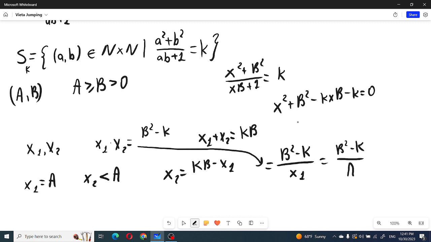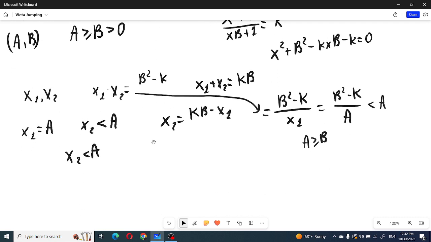Now we know that b squared minus k is not a square, so b squared minus k over a, this number must be less than a, because we know that k is a positive integer and a is more or equal to b. So we have seen that x2 is less than a. So we have found another solution which has a smaller sum than a and b, but now we need to show that x2 must also be a positive integer.